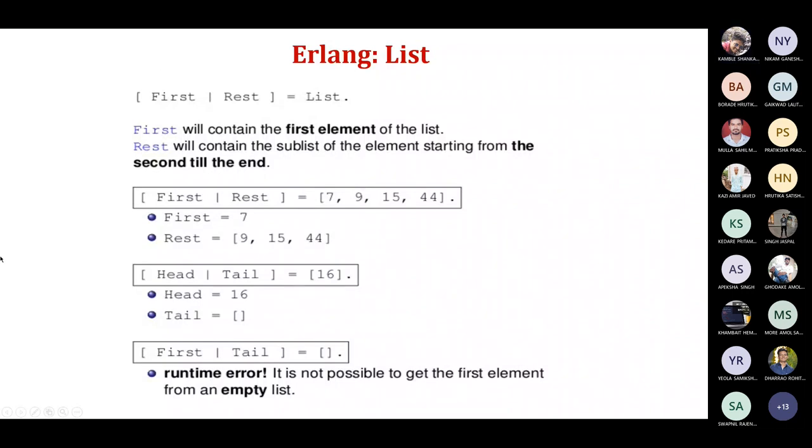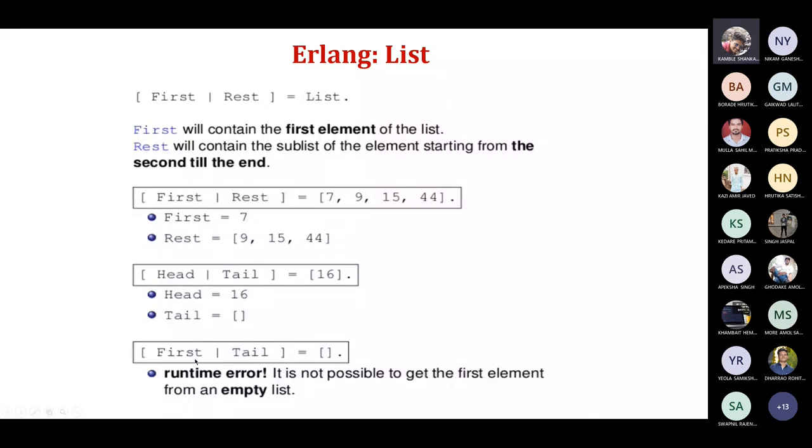So this is the syntax. In square brackets you write first, pipe sign, rest is equal to list, full stop. And you define the list in this way, and this is how it will bifurcate. So you can just separate out the first and the rest of the elements, or you can say head and tail. Okay, so head and tail, suppose the list contains only one element, so head will be 16 and tail is nothing left, so it will be an empty list. Okay, so first, rest, head, tail, all are names which you can use in Erlang.